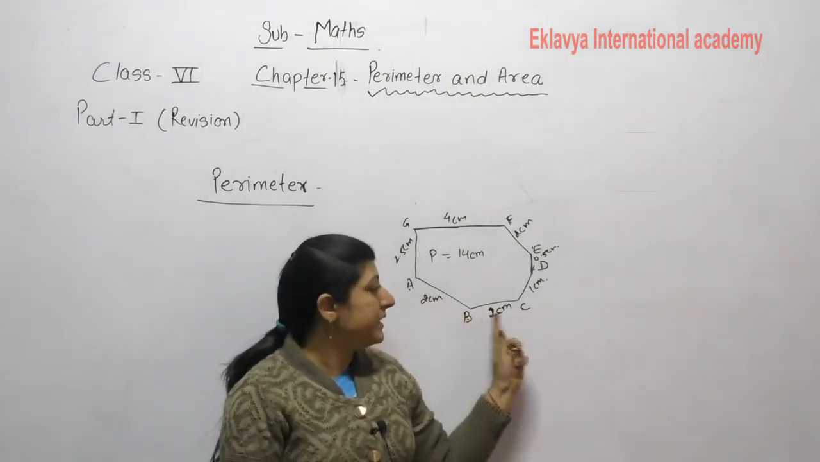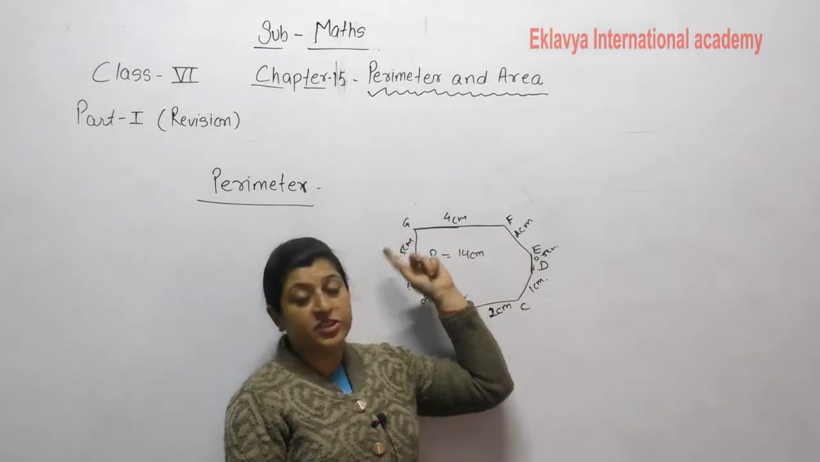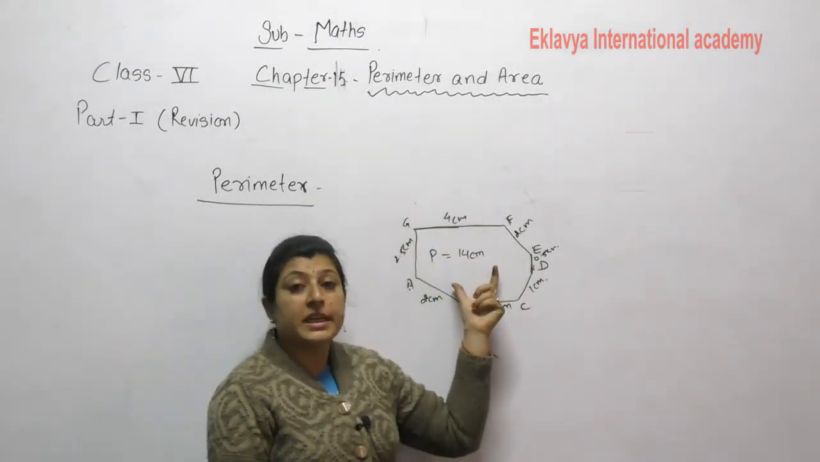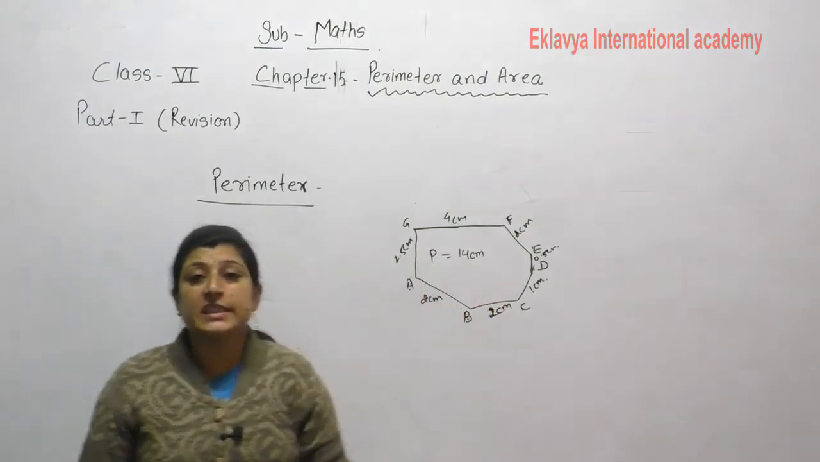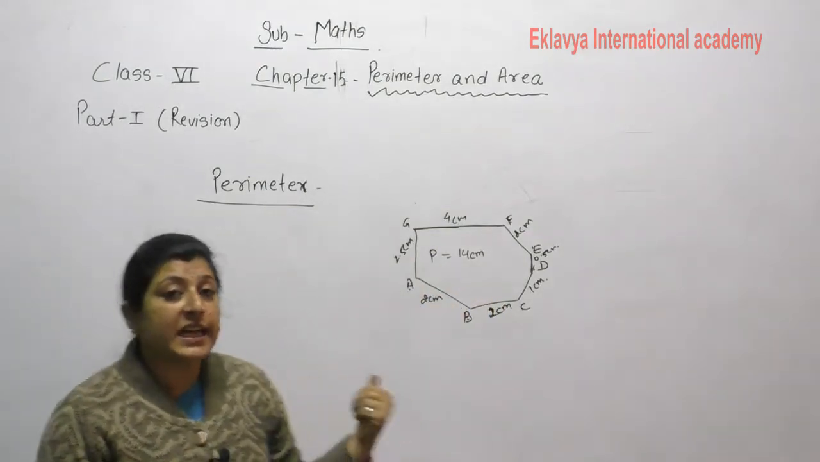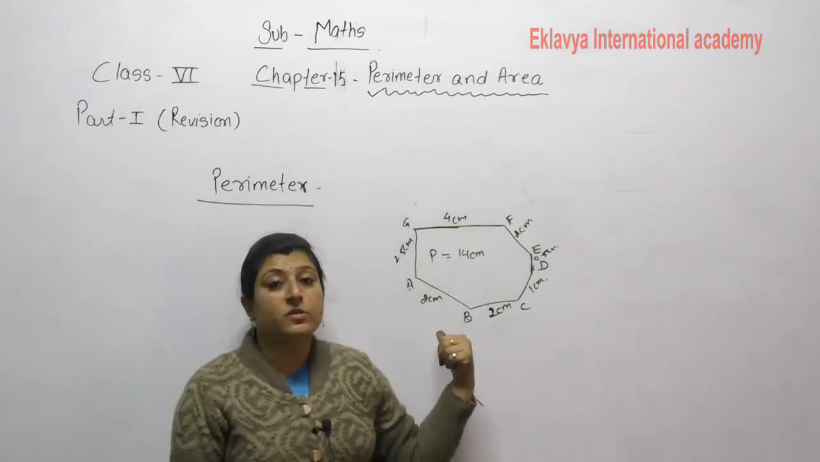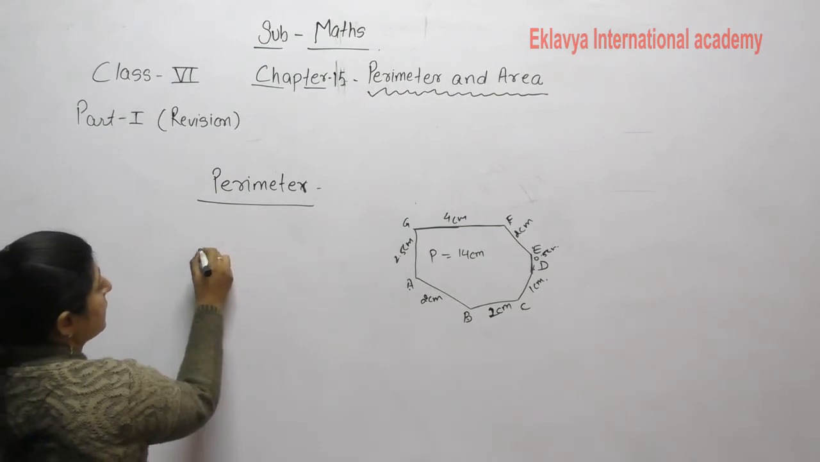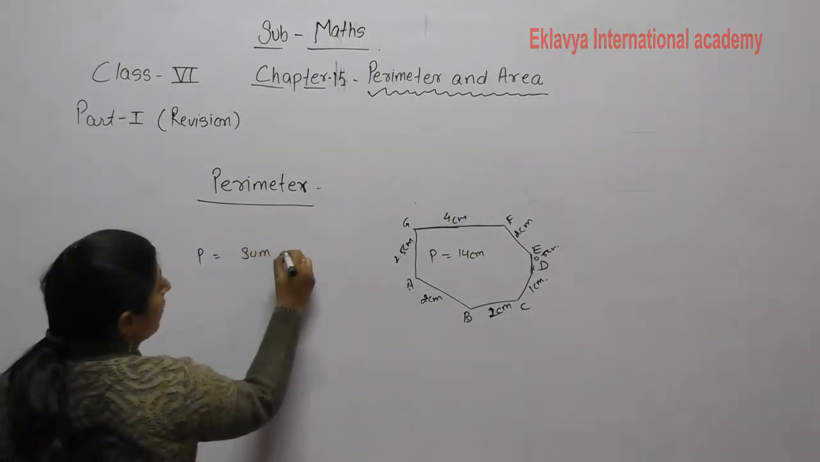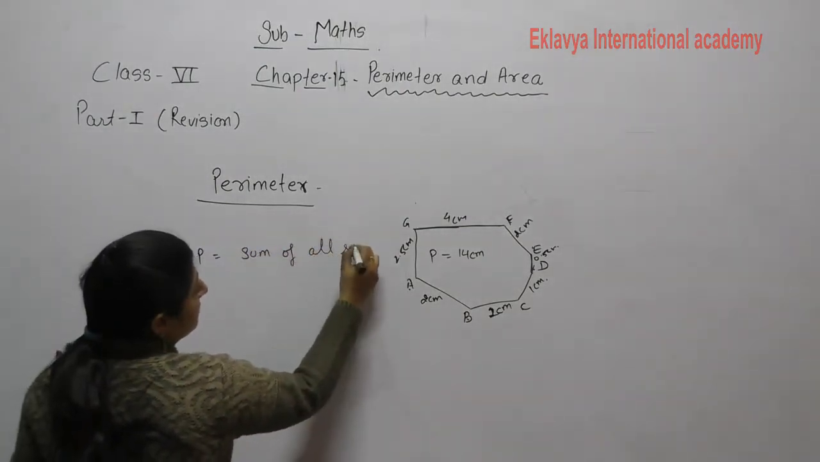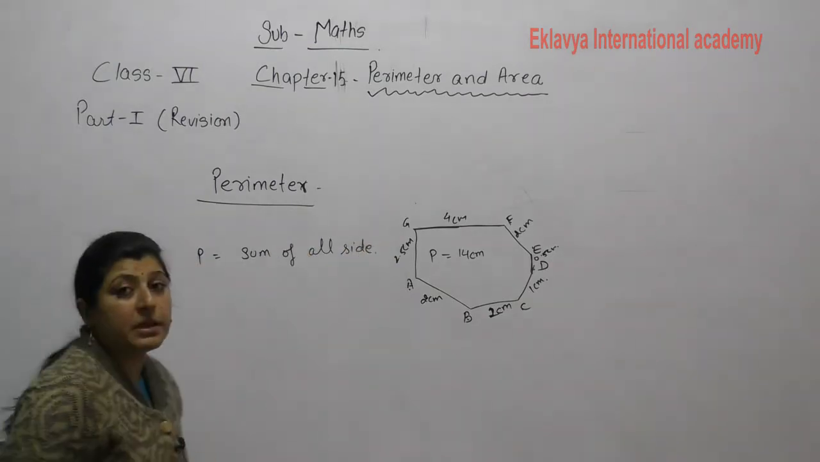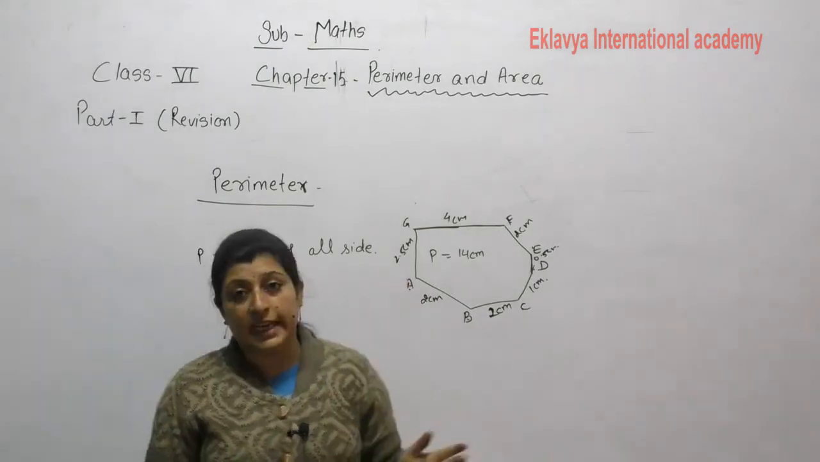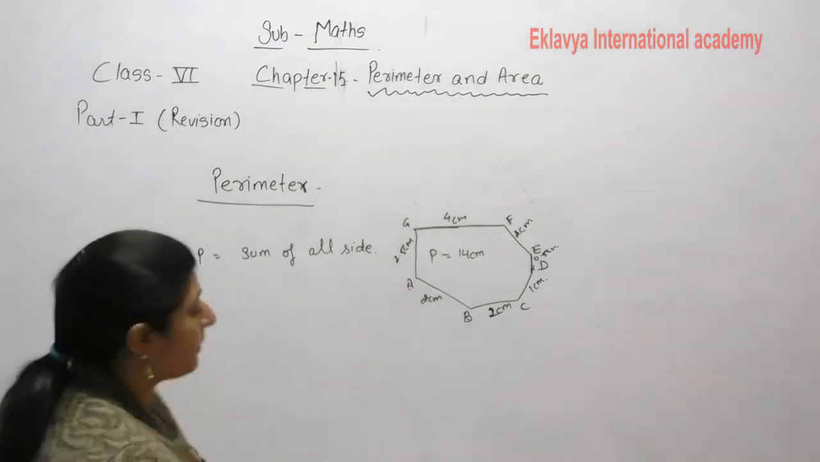We can see that this closed figure is made by line segments. Here AB, BC, CD, DE, EF, FG, GA are the line segments. So this closed figure is made up of line segments, and these line segments are called the sides of the closed figure. So we can say that perimeter is equal to the sum of all sides. In any closed figure, the perimeter is equal to the sum of all sides.